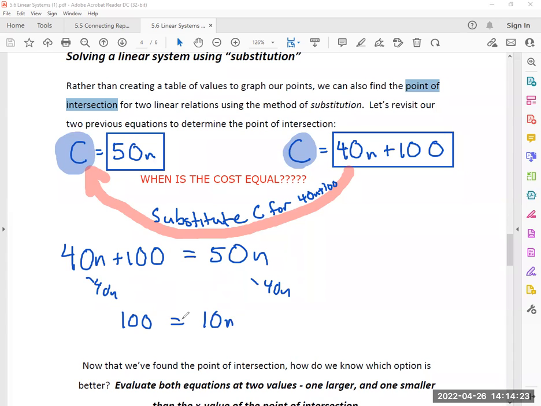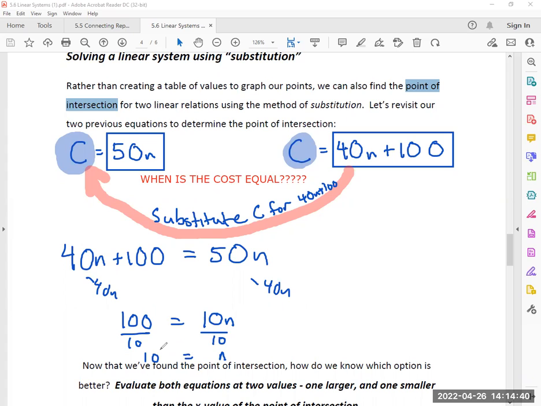How do I get n all alone? You don't have to guess. That's absolutely right. Divide both sides by 10. N equals 10 days.